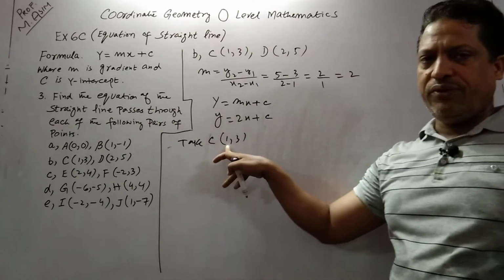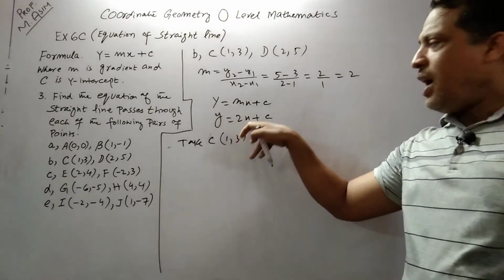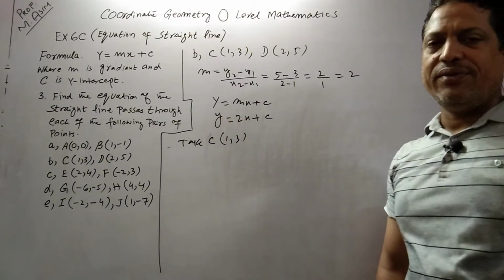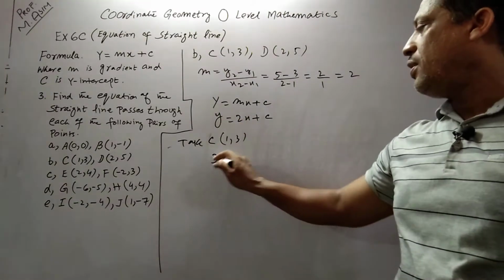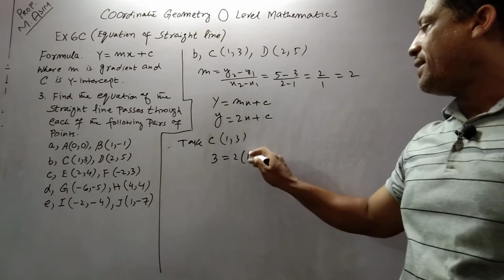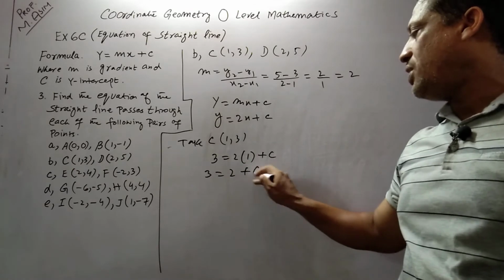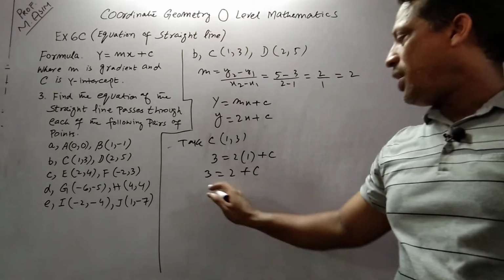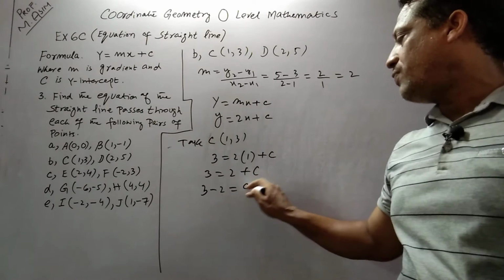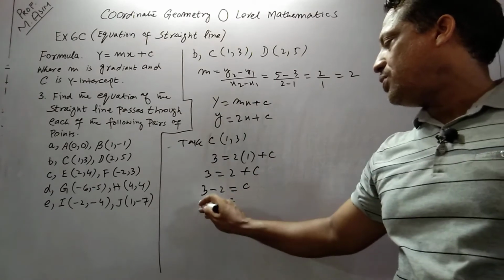Now put 1 where you see x and put 3 where you see y. So 3 is equal to 2 into x, x is 1, plus c. 3 is equal to 2 plus c. Move this 2 to the other side. 3 minus 2 is equal to c. 1 is equal to c.